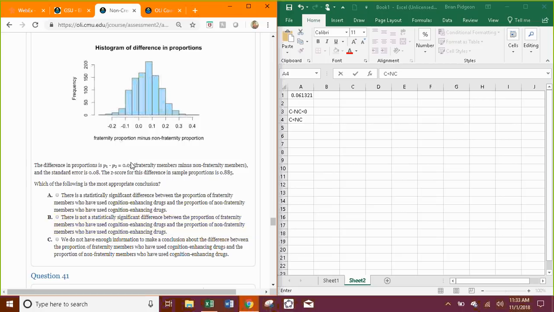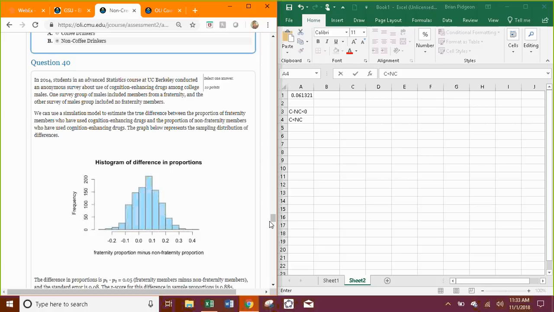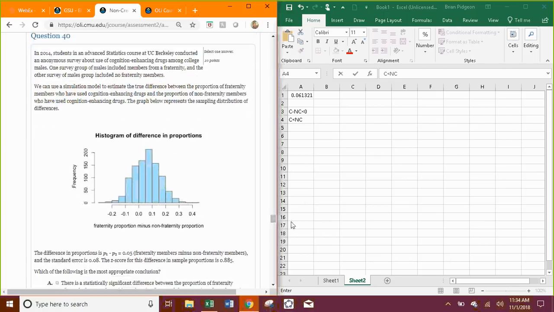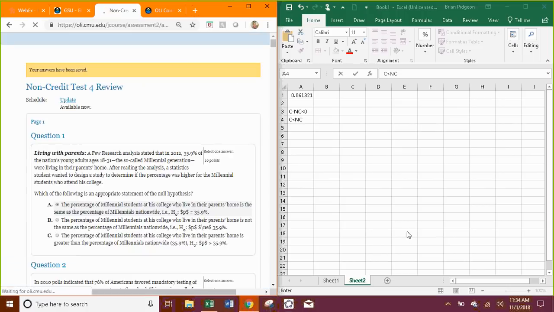All right, sampling distribution. So let's just look. Where is 0.885? Let's see, 0.05. I just want to see, is there a difference? I didn't read it all the way. Oh, let me save. Alright, let's just save it really quick.